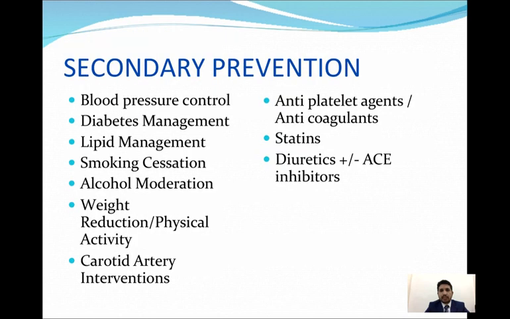Now comes the secondary prevention. Secondary prevention is aimed at preventing the risk factors. Now we have discussed what the risk factors are, that there are modifiable risk factors and non-modifiable risk factors. Non-modifiable risk factors we cannot do anything about, but there are modifiable risk factors which can be managed, like blood pressure control, diabetes management, lipid management, smoking cessation, alcohol, weight reduction. If the patient has a sedentary lifestyle, then moving to physical activity, and carotid artery intervention. So these are all secondary prevention measures which are modified or used according to the need of the patient.